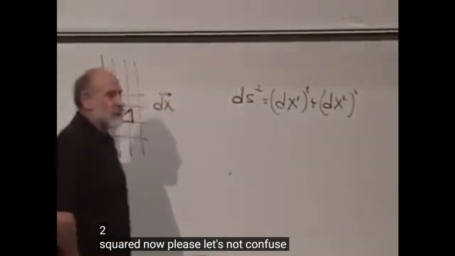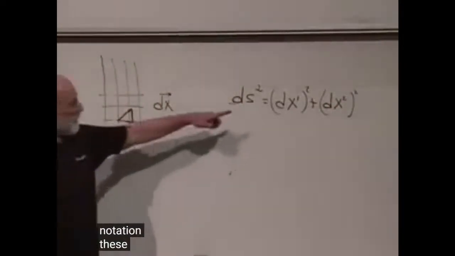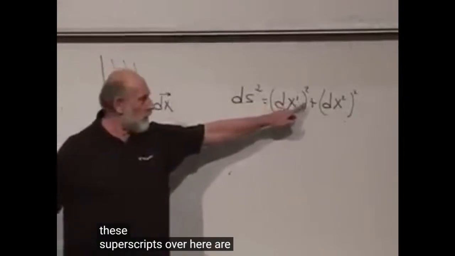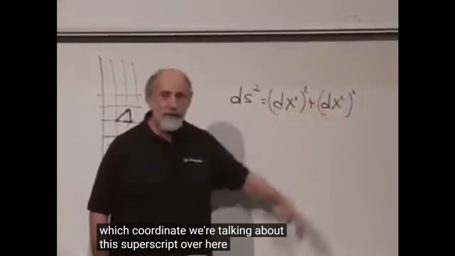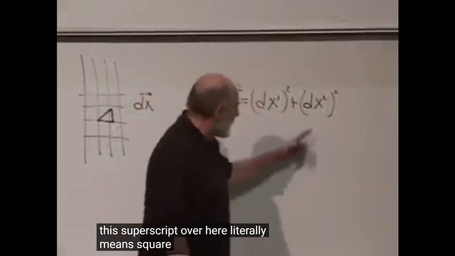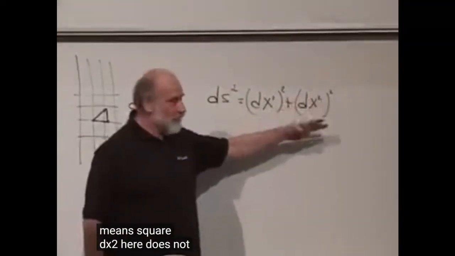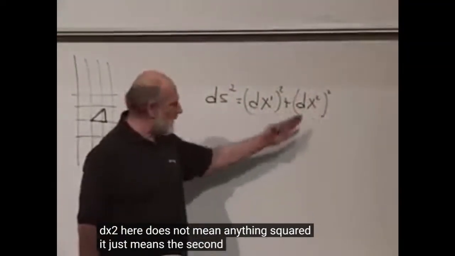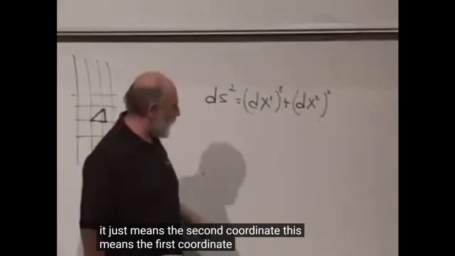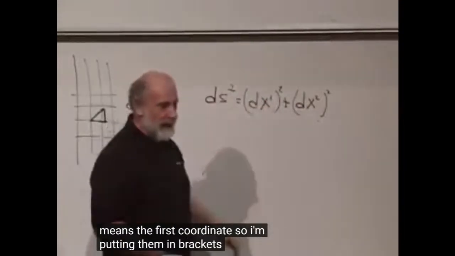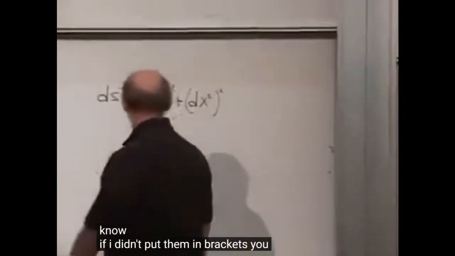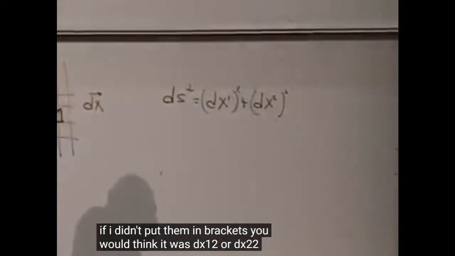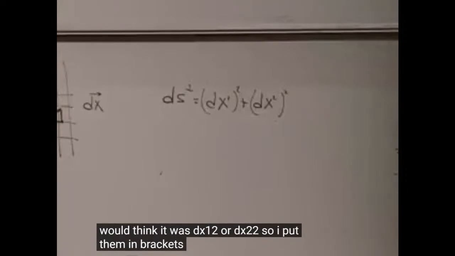Now, please, let's not confuse notation. These superscripts over here are labeling which coordinate we're talking about. This superscript over here literally means square. dx2 here does not mean anything squared. It just means the second coordinate. This means the first coordinate. So I'm putting them in brackets just so you'll know. If I didn't put them in brackets, you would think it was dx12 or dx22. So I put them in brackets.